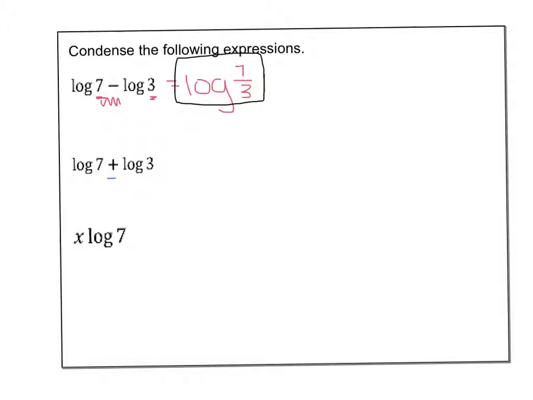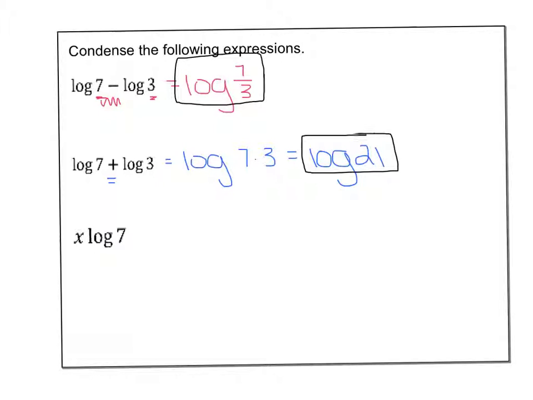In the next one, we have addition. Addition changes into multiplication. So we have the log of 7 times 3. Now, because it's 7 times 3, we should multiply those together and get the log of 21. So the log of 21 equals the log of 7 plus the log of 3. Those equal each other.